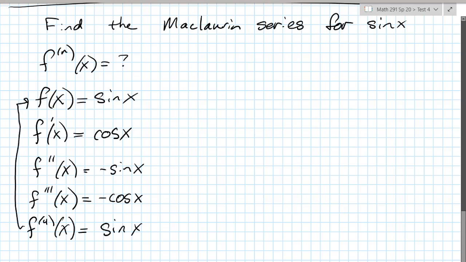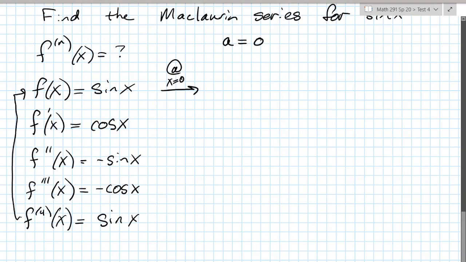So the fifth derivative is going to look like cosine, then the sixth is going to look like sine, and so forth. Now, since we're looking for the Maclaurin series, that means our a is 0. We are centered at 0, so we need to know what these values are at x equals 0.